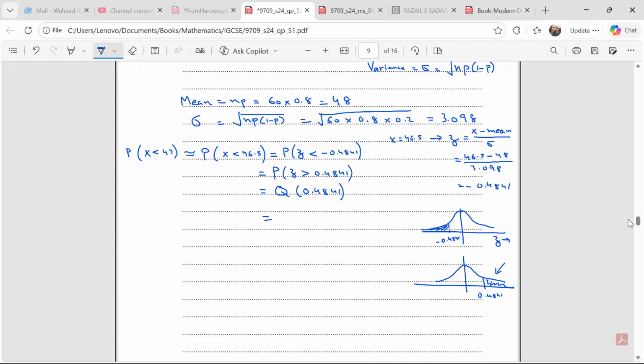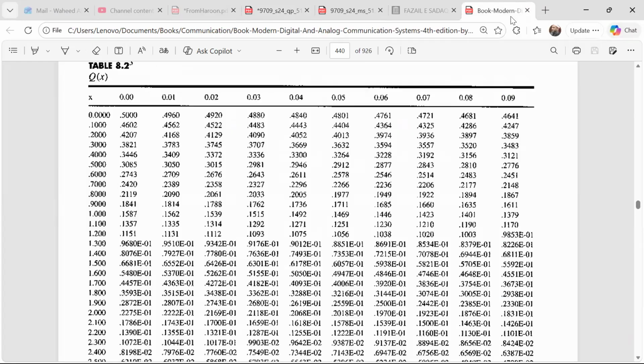Now how can I find this value from the Q function table? Let me show you, but I need to switch to the screen I'm sharing with you. So give me a second. Okay, I hope you can see it now.